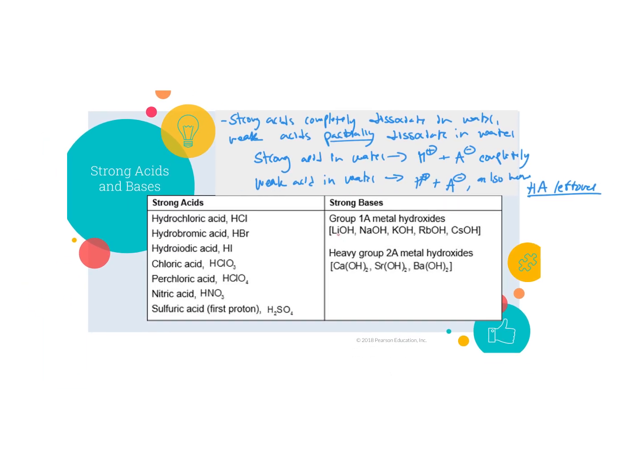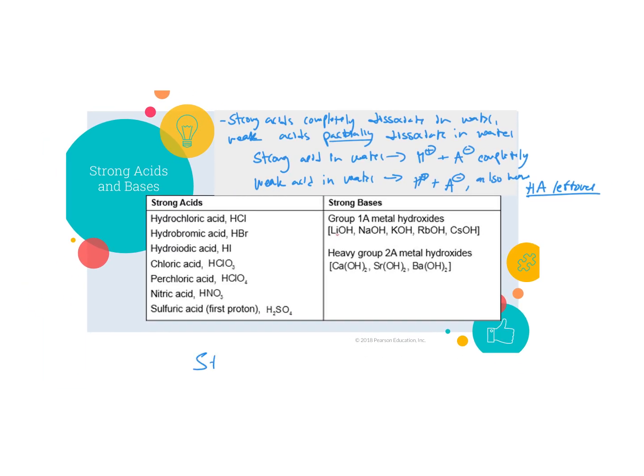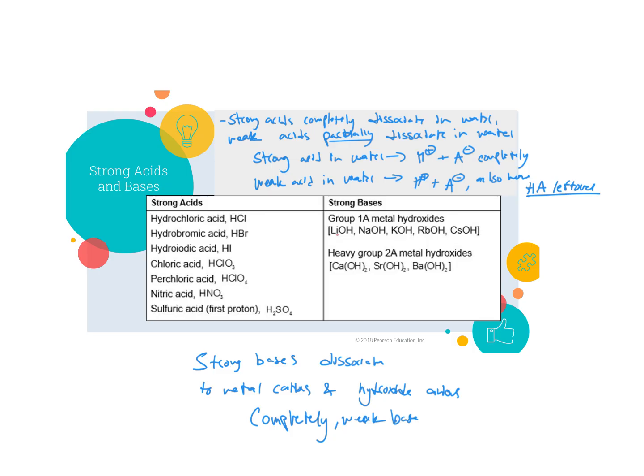For strong bases, they will dissociate completely to metal cations and hydroxide anions. Similarly, weak bases only partially dissociate.